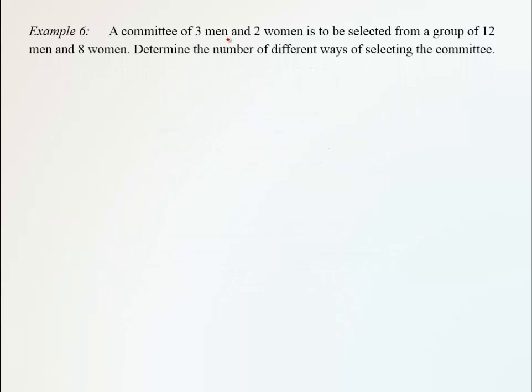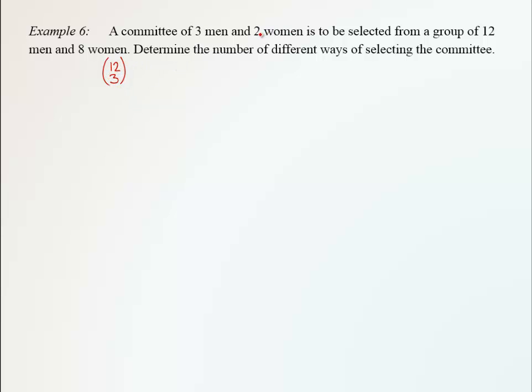A committee of 3 men and 2 women is to be selected from a group of 12 men and 8 women. Determine the number of different ways of selecting the committee. Well, we have 2 categories. We need to select 3 men out of the group of 12 men. So the number of such selections will be 12 choose 3, because the order is not important. What's important is just the set of 3 men.